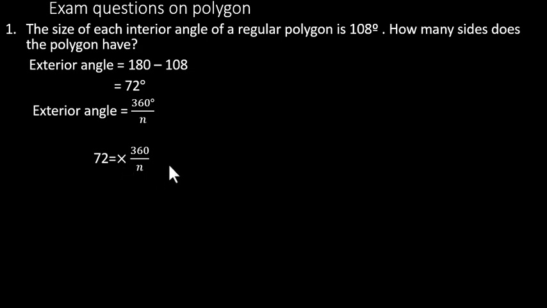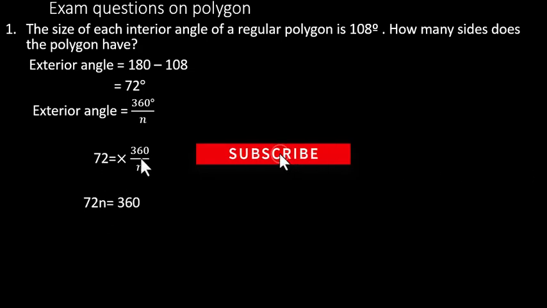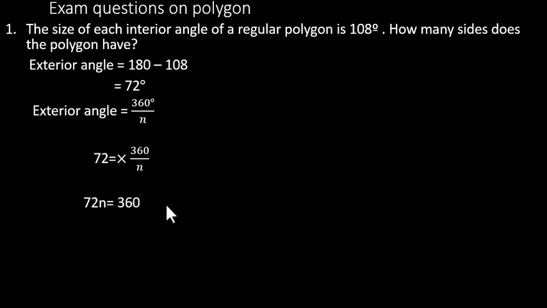When we multiply, we have 72n, then 360 multiplied by 1 is 360. Then for us to find n, we divide both sides by 72. This will remain just n, so our final answer, when we divide 360 by 72, is 5 sides.